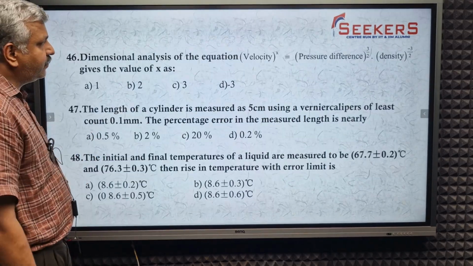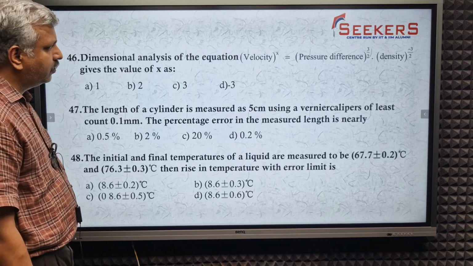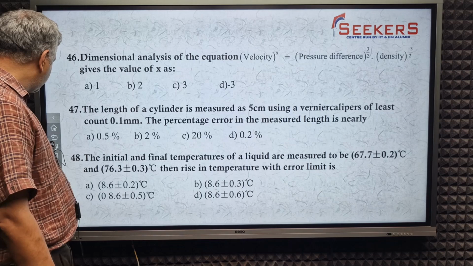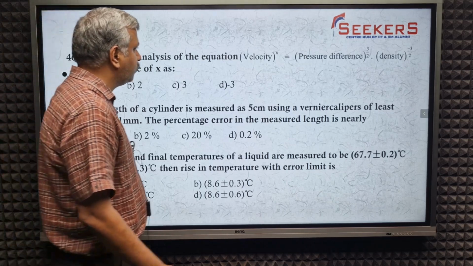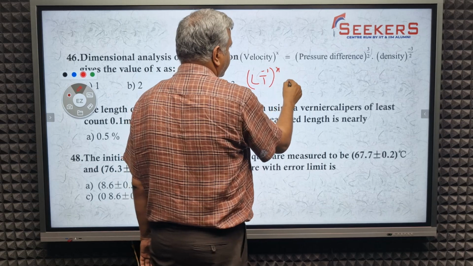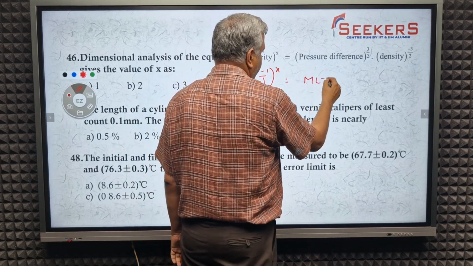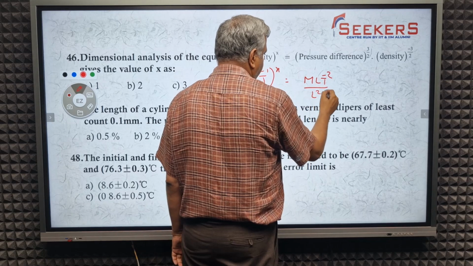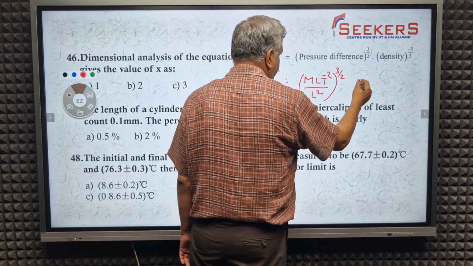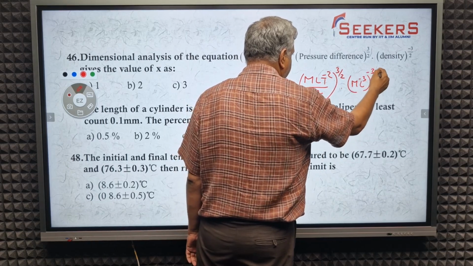The dimensional analysis of this particular equation gives the value of x as what? If I do a dimensional analysis, this is a very good question, a typical question that could come here. So this is L T power minus 1 power x is equal to pressure difference. Pressure difference is pressure. Pressure is mL T power minus 2 divided by L squared. Pressure is force by area to the power 3 by 2 into density is mL power minus 3 to the power minus 3 by 2.